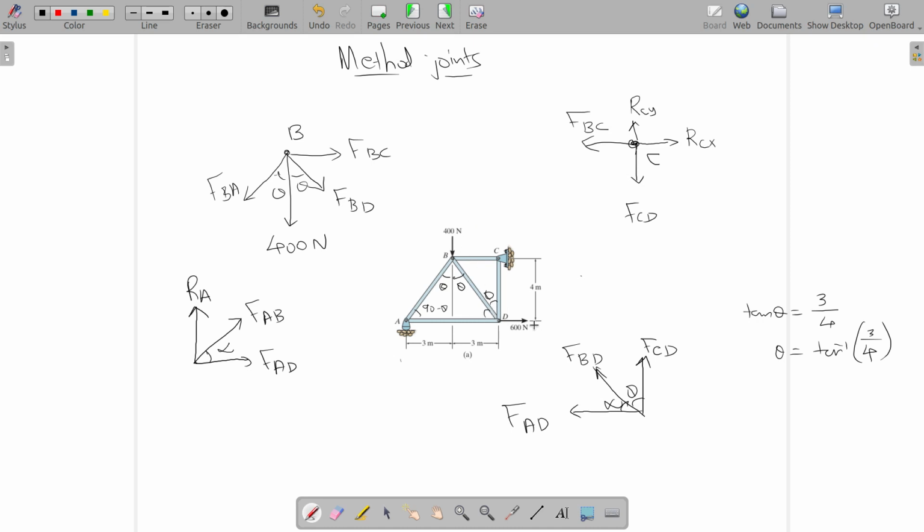Okay, I forgot one, this one here. There is an external force 600 Newton here, right? I forgot to do that. So this 600 Newton I forgot to mark it here. Now I've marked.